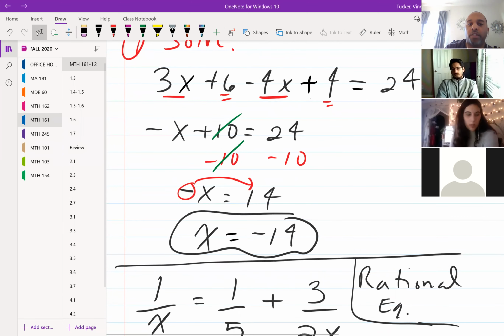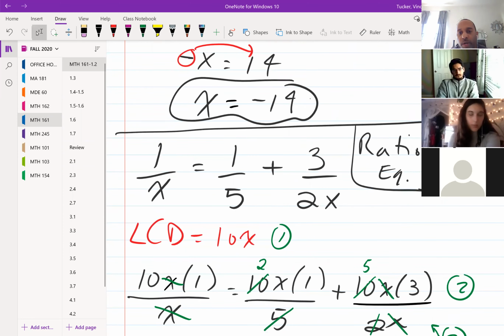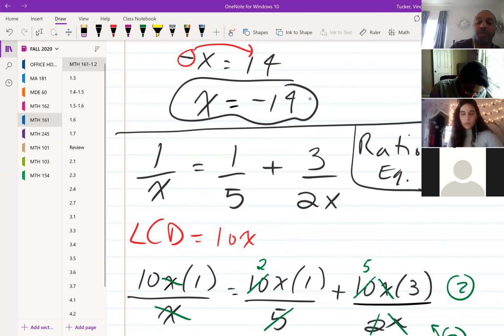All right, so next one. Rational equations. Whenever we have fractions in equations, those are normally considered rational, but most definitely when you involve a variable in your denominator. That's when they lean towards the idea of it being a rational equation.